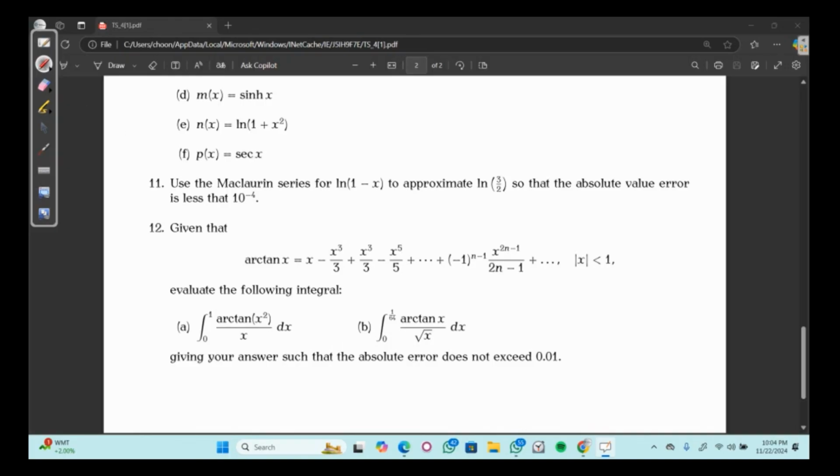You're going to evaluate them in terms of series. So remember, arctan x has been given by this series: minus 1 to the power n minus 1, then x to the power 2n minus 1, divided by 2n minus 1.